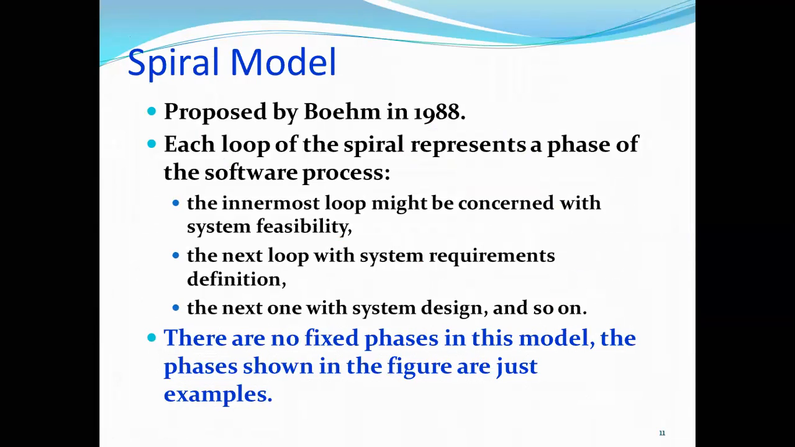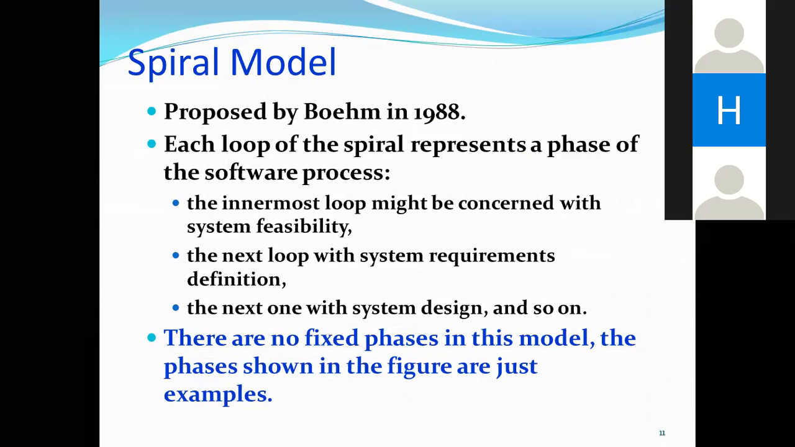The innermost loop might be concerned with system feasibility. The next loop with the system requirement definition, the next one with the system design, and so on. So in the case of the spiral model, the basic concern is that the model is developed in the form of spirals. So every spiral represents some kind of functionality associated with it.